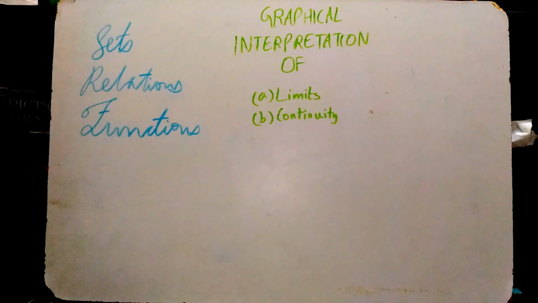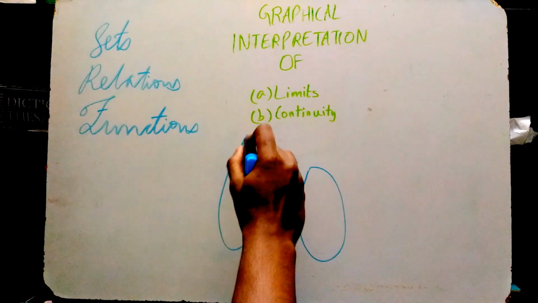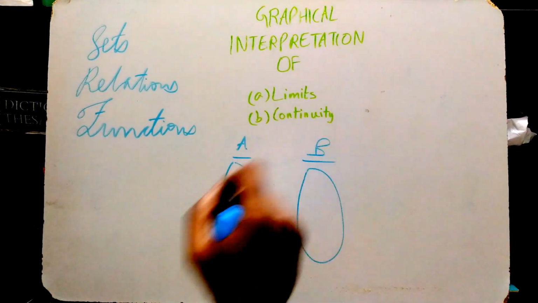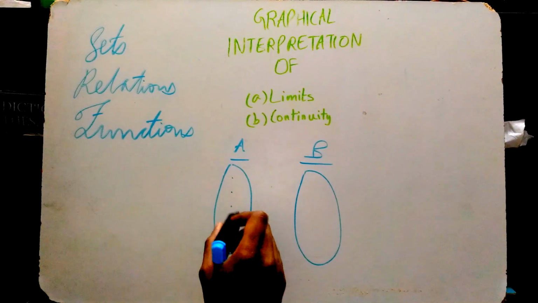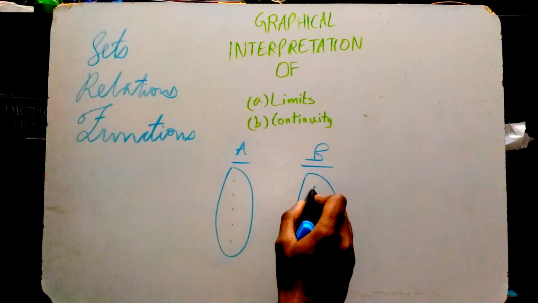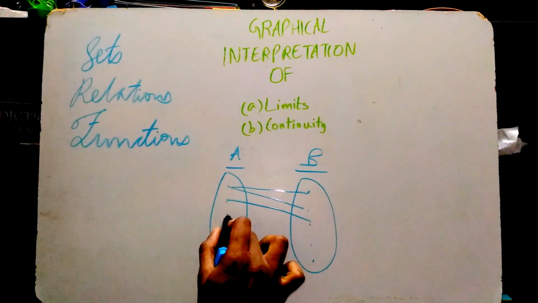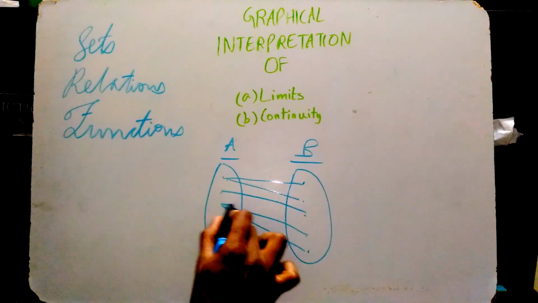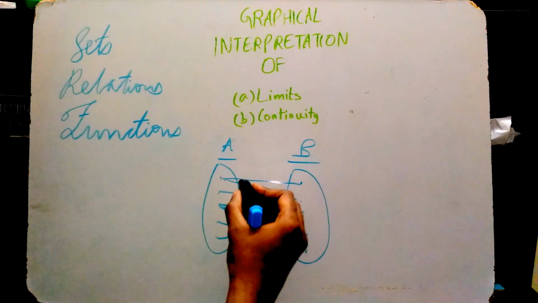A relation is a place where two sets are considered, say set A and set B, and each and every element in the first set A has a relation with at least one object from B. So this is one example of a relation.